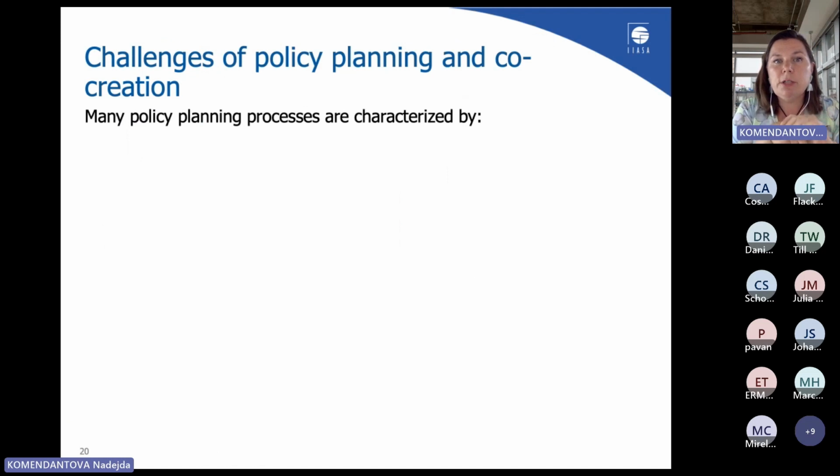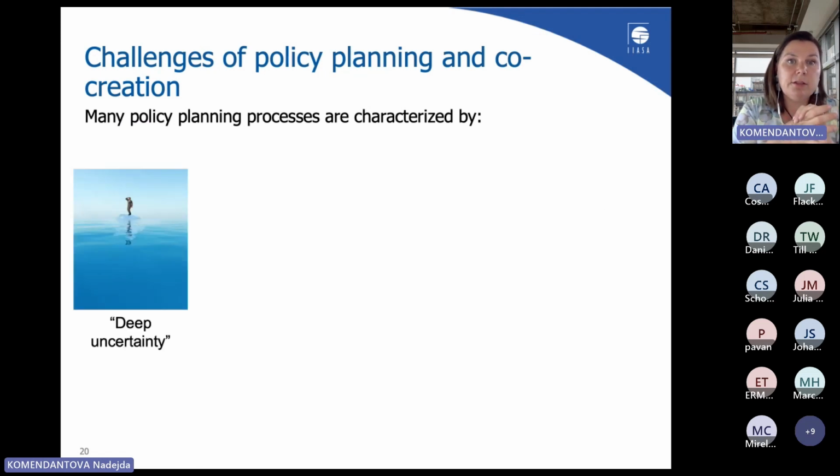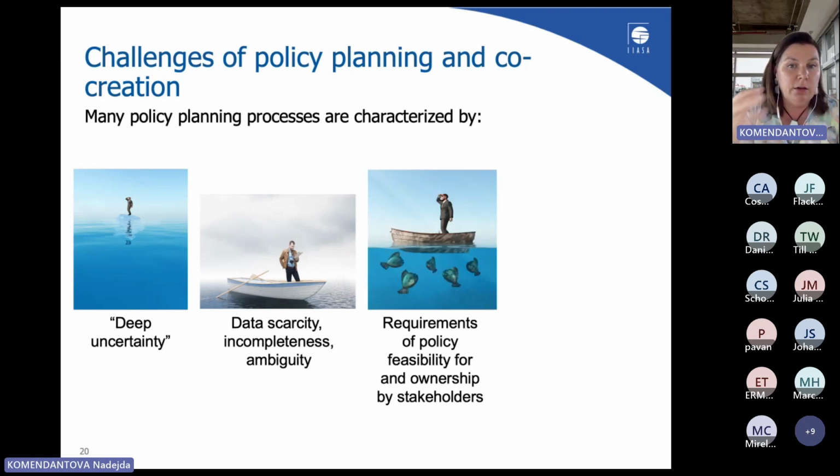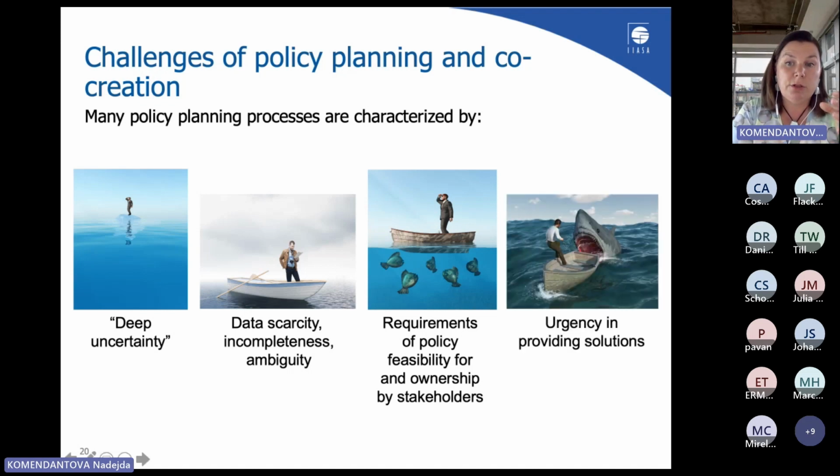So just to add here, why is it so important to involve co-creation processes into policy planning? Because currently there are a number of challenges which characterize the policy planning. The first one is a deep uncertainty, lack of availability of data, ambiguity of the problem, incompleteness of data, requirement of the policy feasibility and ownership by stakeholders, and also urgency in providing solutions.